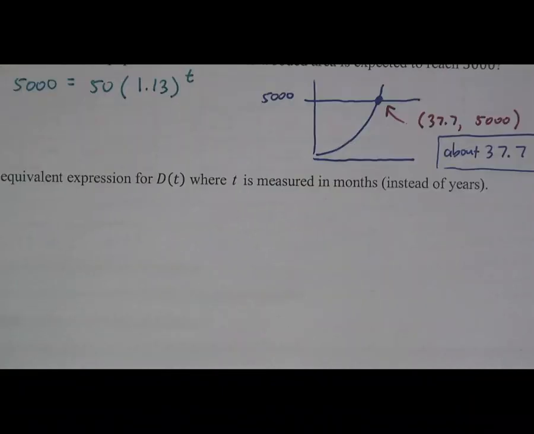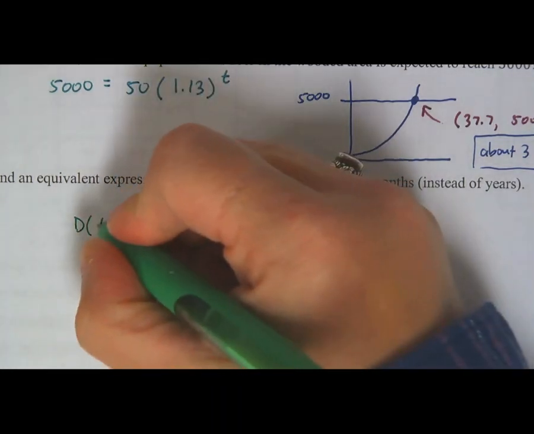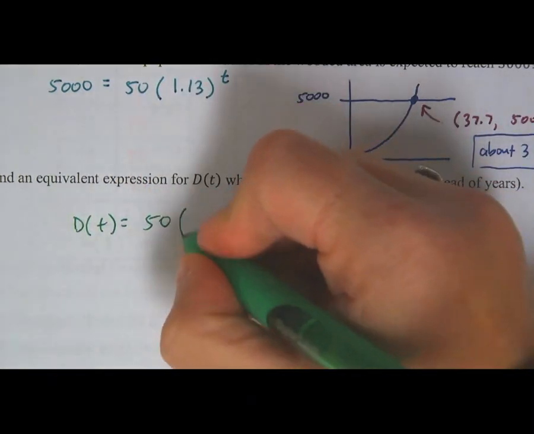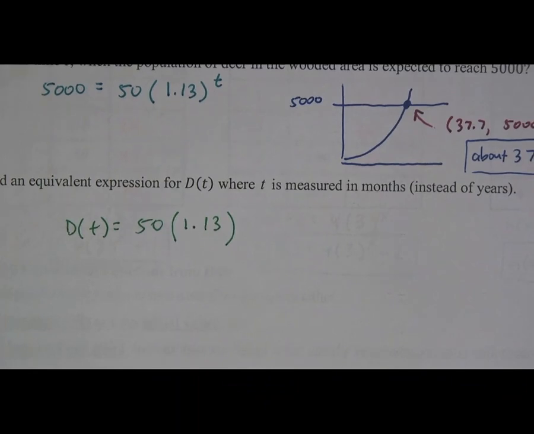D is interesting. Find an equivalent expression for this word problem where T is measured in months instead of years. Well, we're still starting with 50 deer, and the growth rate is still about 13%. But what we're going to mess with is the exponent. How would you take years? Ooh, this is tricky. How am I going to say this? What do you think you're going to do to the original T value?